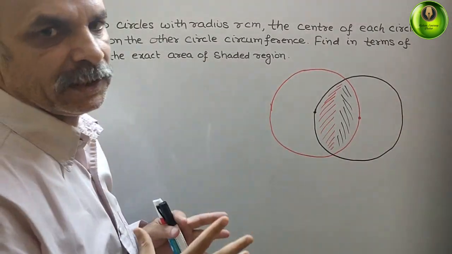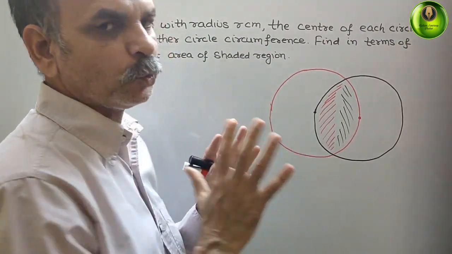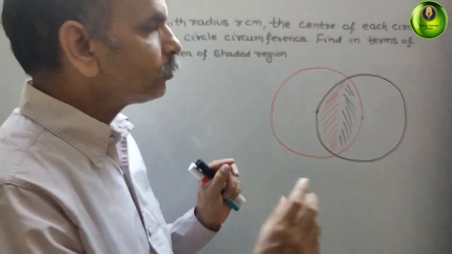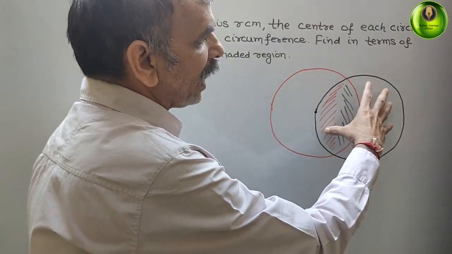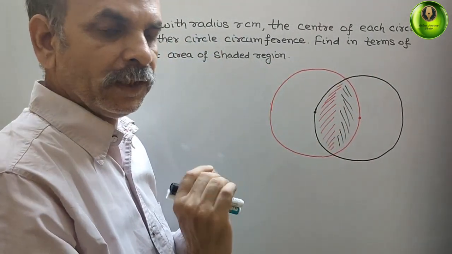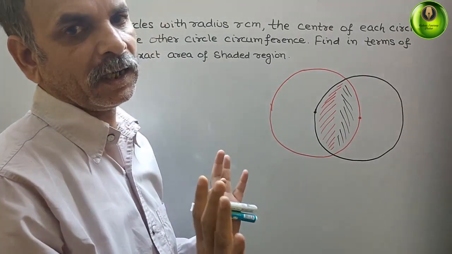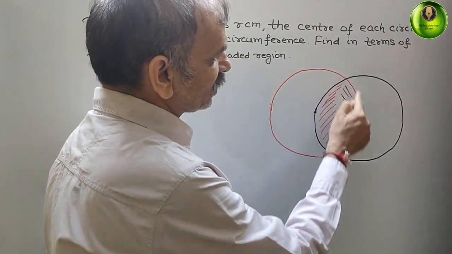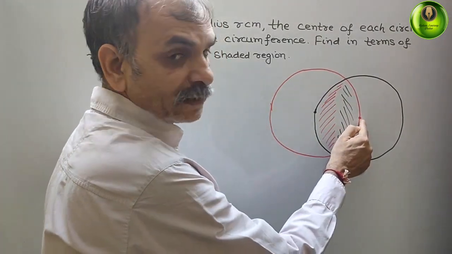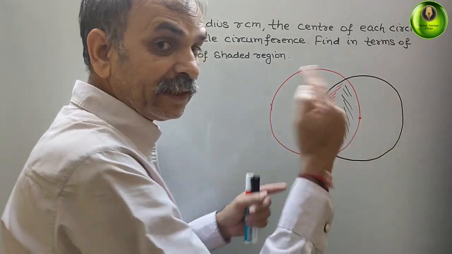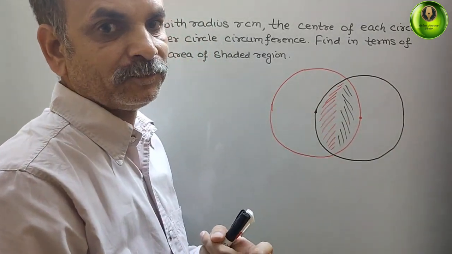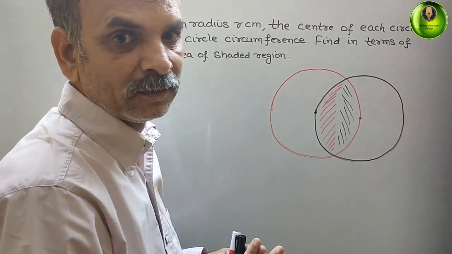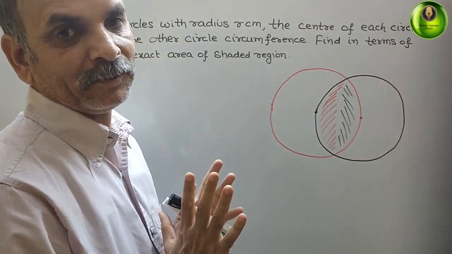Now, understand this. What have they told? There are two circles whose radius is r. That means both the circles are equal. It contains the radius r. Next, what have they told? One circle's circumference has a point which is the center of the other. So that we have to understand.